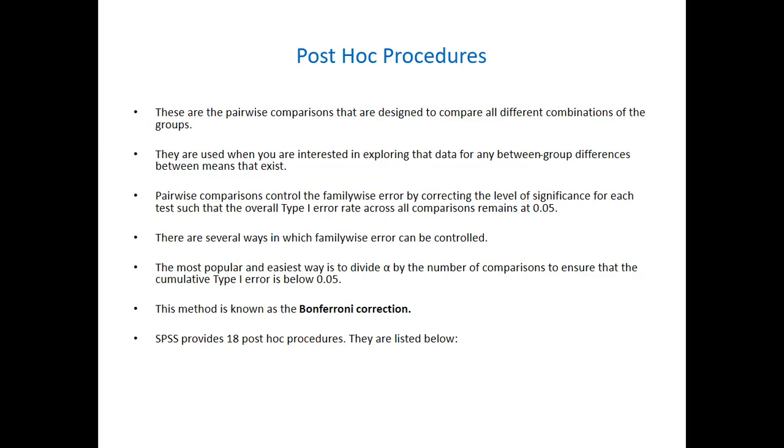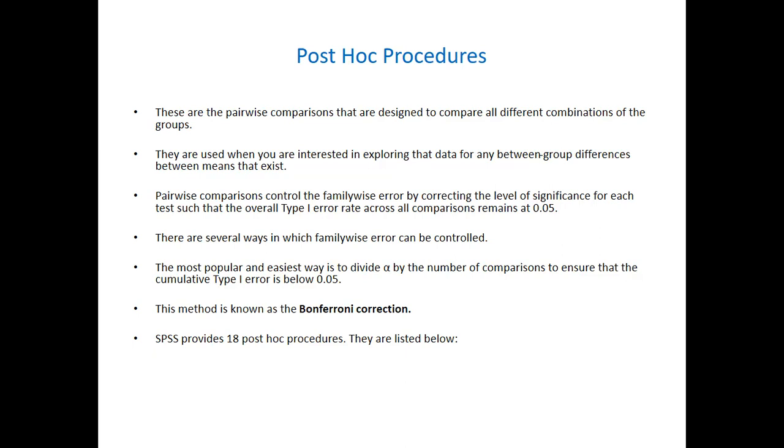So what is better in this case is that you are still comparing them 2 by 2, but they've been adjusted so that you will not have that family-wise error, even though at 0.05, the adjustment is being made, which you cannot find in direct t-tests. There are several ways in which family-wise error can be controlled. The most popular and easiest way is to divide alpha by the number of comparisons, so that the cumulative type 1 error is below 0.05.